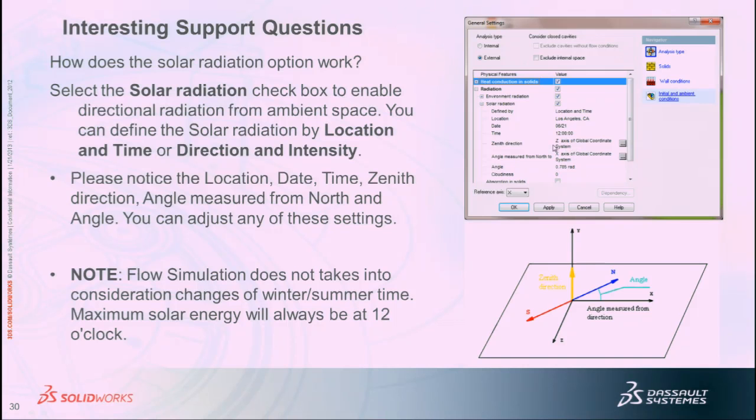The Z direction represents the zenith direction, and you're specifying the angle measured from the north. So it has an idea of where the sun is positioned at the particular longitude and latitude of the city that you selected. Okay. Flow Simulation does not take into account differences between winter and summertime, so maximum solar energy will always be at 12 o'clock.